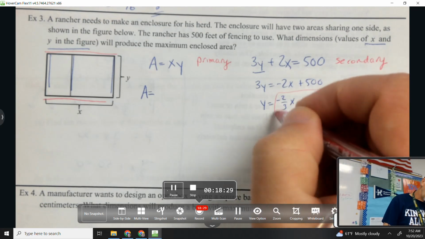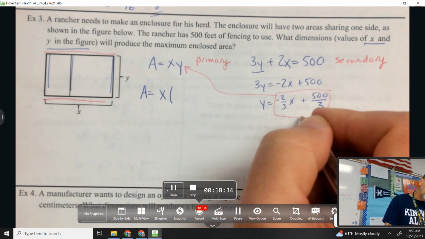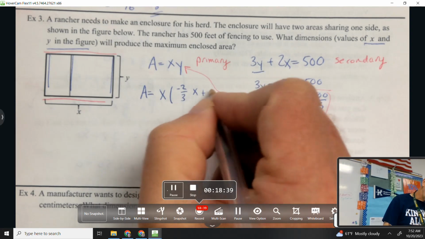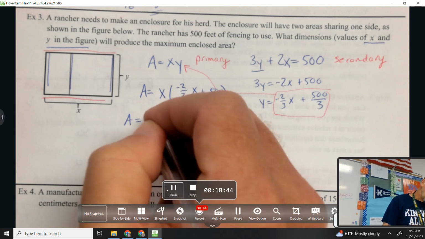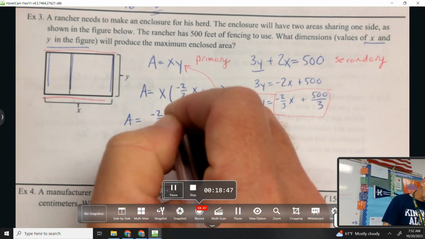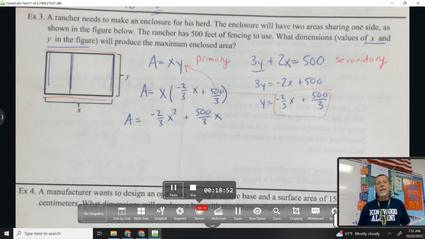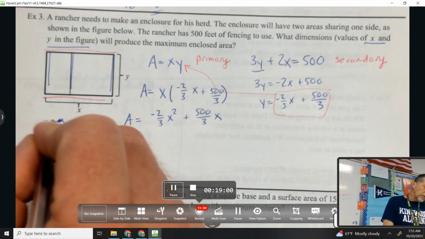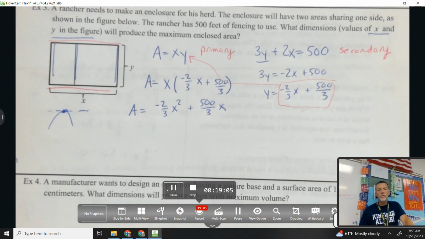So area equals x times y, but now we have a new expression for y. Negative 2/3 x plus 500 over 3. So area equals negative 2/3 x squared plus 500 over 3x. That's kind of ugly, but I know what shape that is. That's another upside down parabola. So I know if I can find where the derivative is 0, it'll have to be the max, because that's the only spot that would have a derivative of 0.